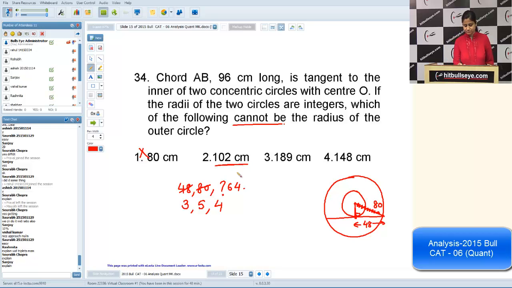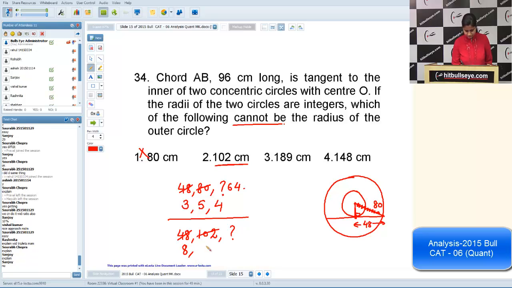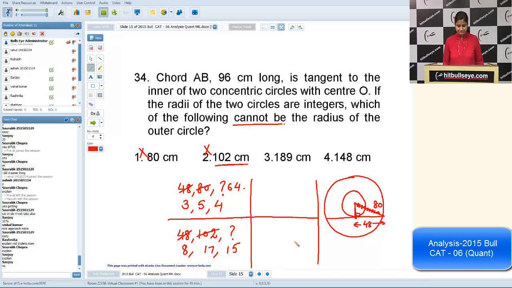If I take this option, 48, 102. Again, do we have any common thing here? If we take, say, 6, yes, we do have. That is 8, 15, 17. Again, you have to be very quick in Pythagorean triplets. So this is not my answer, because there is a possibility that it can be the radius of the outer circle. Now let us take 189.